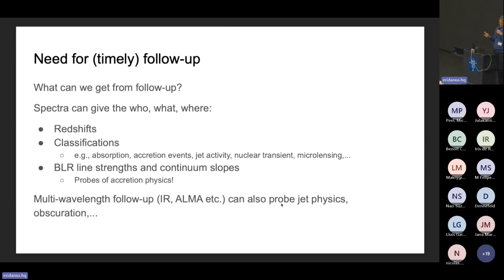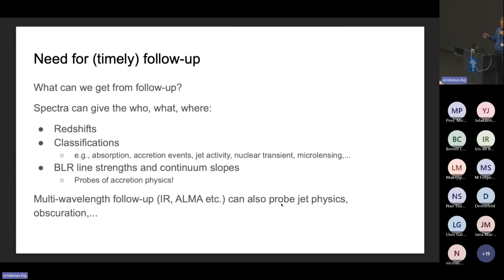And with an AGN transient, a classification spectrum can start to tell you whether it's maybe changes in obscuration or absorption, whether it's changes in the accretion flow, whether it's jet activity, whether it's some other transient, whether it's microlensing, whether it's something else, right? And then in turn, you can also get broad-line strengths and continuum slopes and start to probe the accretion physics. At the same time, multi-wavelength follow-up is always interesting for AGN.